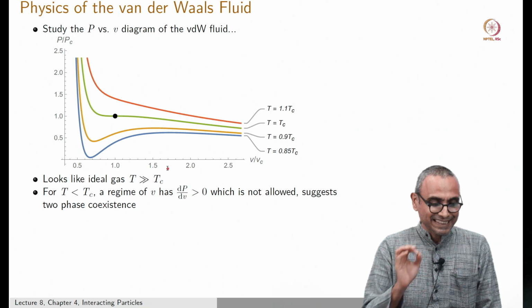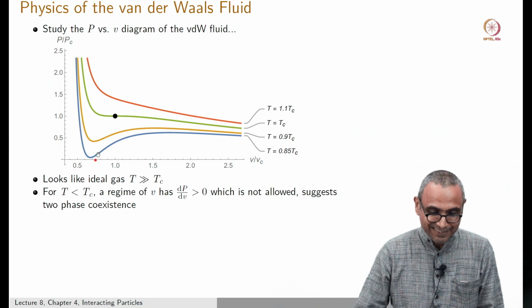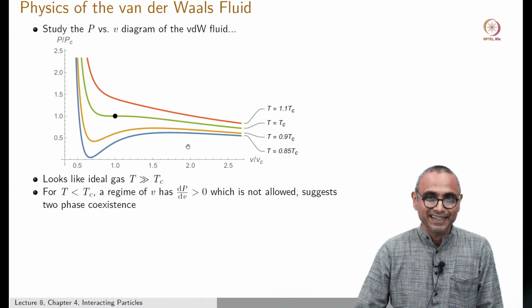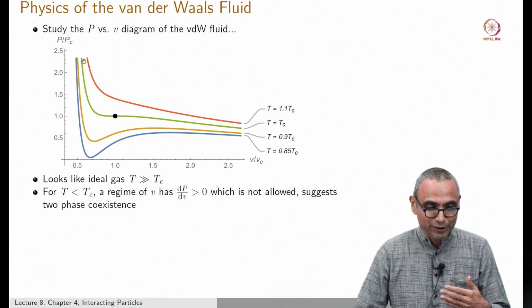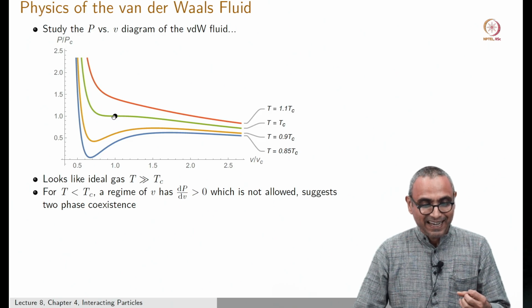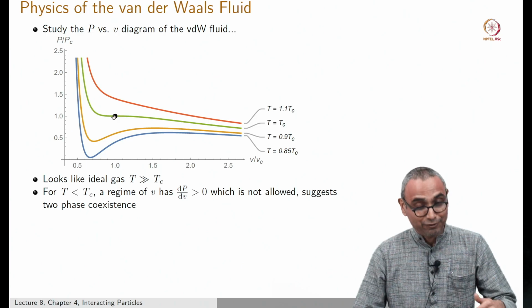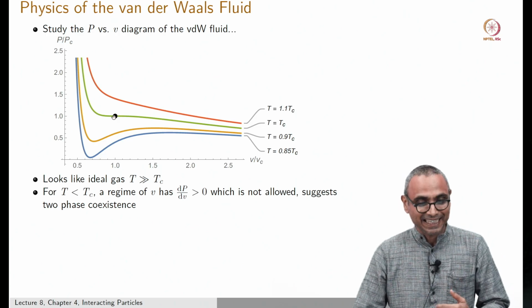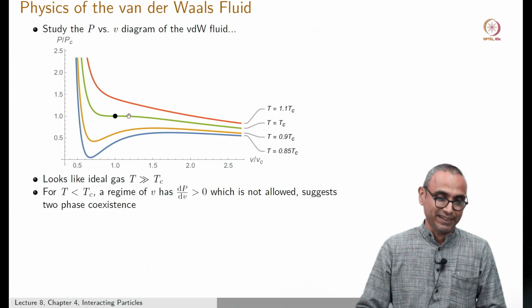So, what this suggests is that there is probably a phase here and another phase here, and there is some kind of phase transition that will separate these phases. And this point where the P versus V has vanishing derivative, the first derivative vanishes as well as the second derivative vanishes, is some kind of a critical point.